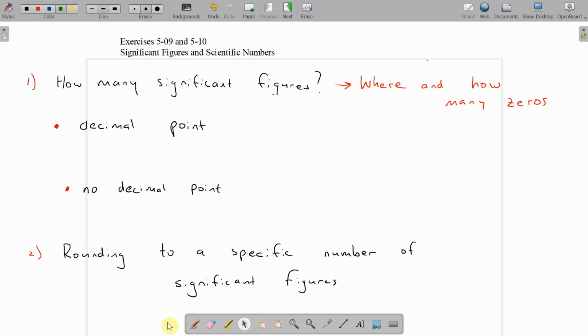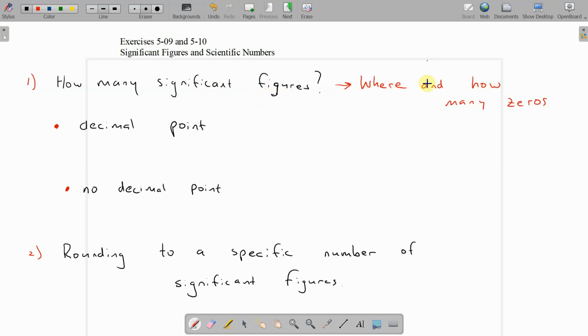On page 89, we're going to have a look at two sections in the textbook dealing with significant figures and scientific numbers. Okay, so a lot to cover. Let's see if we can get through it quickly, efficiently. Okay, firstly, significant figures. And there are a couple of issues.